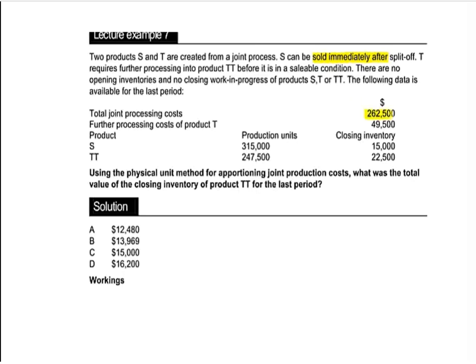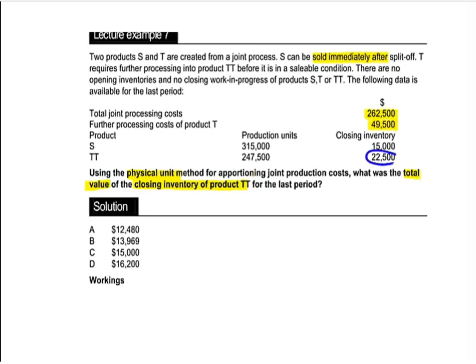So we've got processing costs then of the whole process of 262,500, and we've got additional costs to make T into the TT of 49,500. We're also given information then about the number of units produced of each of the products and the closing inventory. So it's not work in progress, but it's unsold inventory. And we're going to use the physical unit method to apportion the joint costs, and we need to work out what is the total value of this closing inventory of TT for the last period.